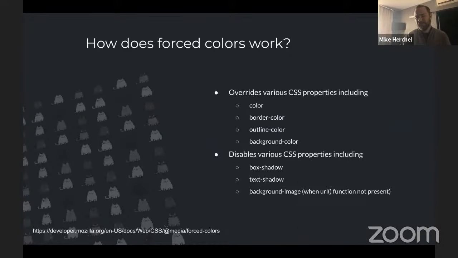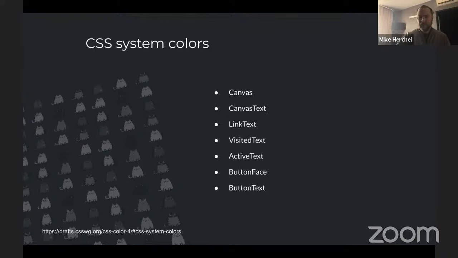It overrides various CSS properties, including things like color, border color, outline color, background color, and it disables other CSS properties, including things like box shadow, text shadow, and background images when you're using things like linear gradients. Background images will show if it has a URL to the image.